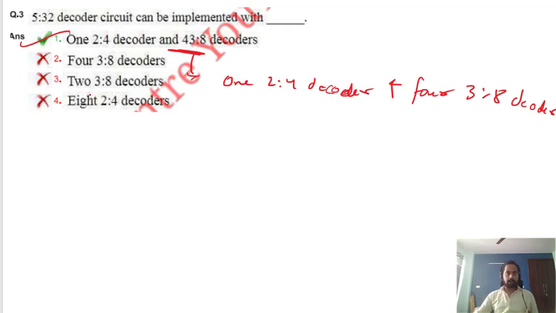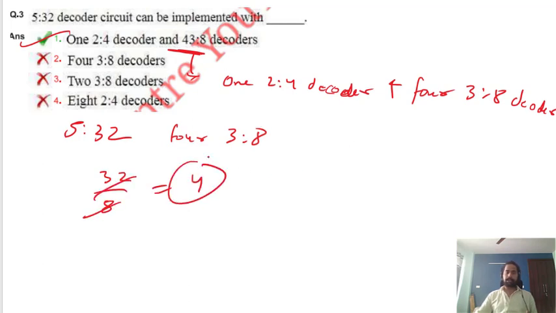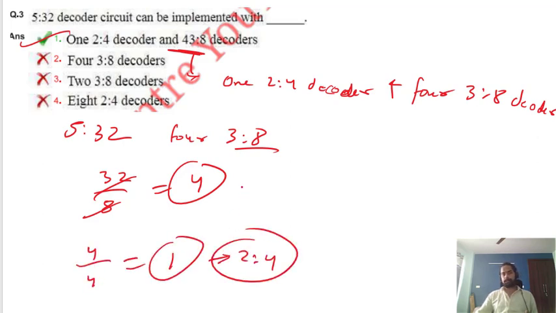Now 5:32, and they are saying 3:8 decoder. So 32 divided by 8, 8 fours are 32. So this will be 4 decoders of 3:8. Now 4 by 4 is 1, and 1 decoder of 2:4. Remember this question. Okay, next question.